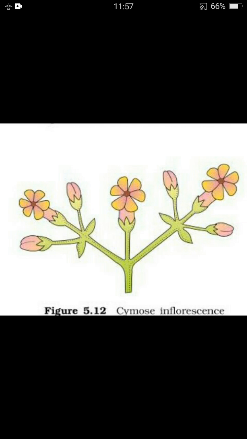Let's see. Basipetal order means all the new flowers are borne at the basal region, at the bottom region. See, buds are present at the basal region, nothing but new flowers are present at the base region, whereas the older flowers are present at the apex region or the top region. Understood? So this kind of cymose inflorescence can be seen in jasmine. Understood? So this is important information for cymose inflorescence.